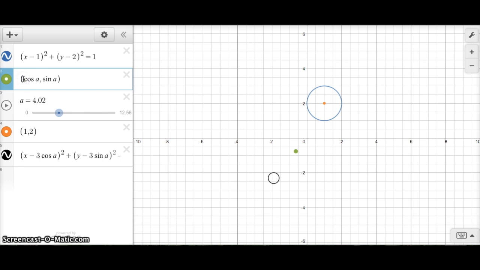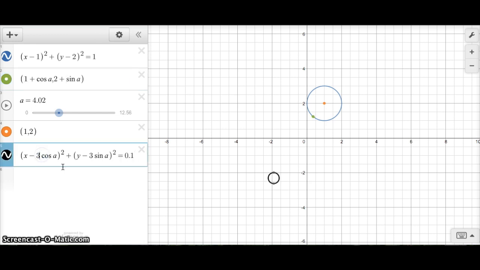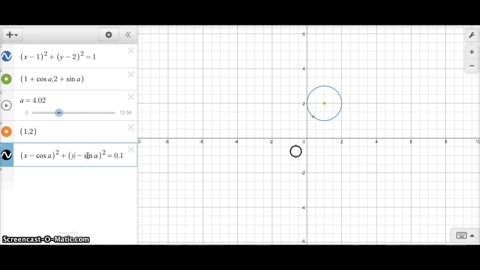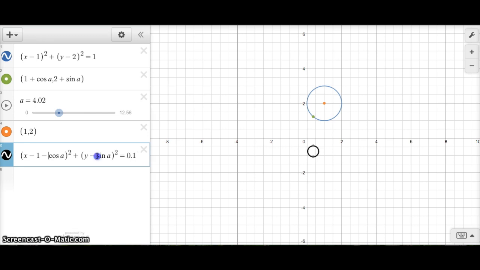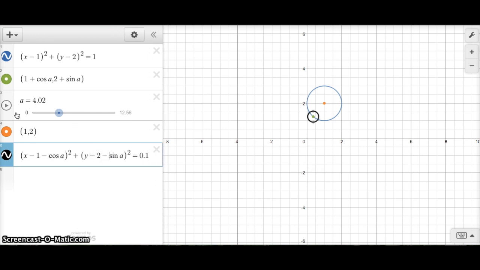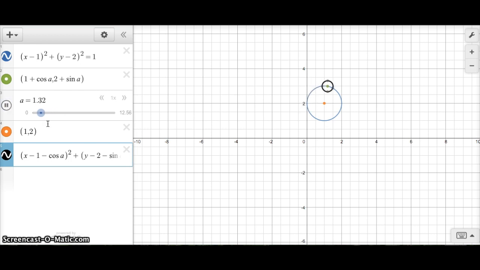Okay, well that means everything moved right 1 unit, so everything on the x coordinates moved 1 unit right, so 1 plus that, and this is 2 units up, so 2 plus sine a, that's on the y axis, and then similarly to these, just going back to the original again. Okay, we want this to move like that, y minus 2. Okay, and let's see if this works. Okay, and we can see that it is correctly rotating around a different point.